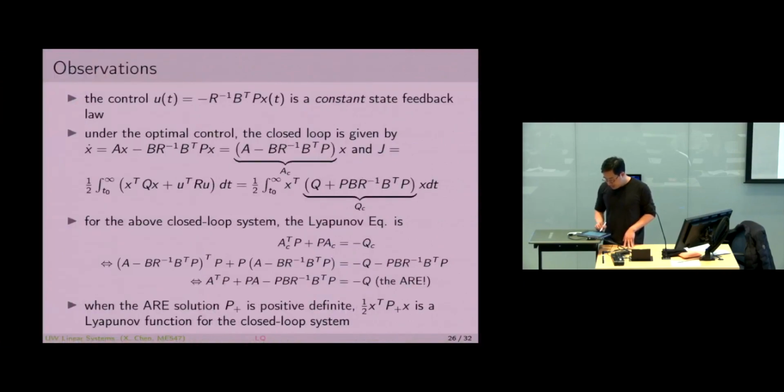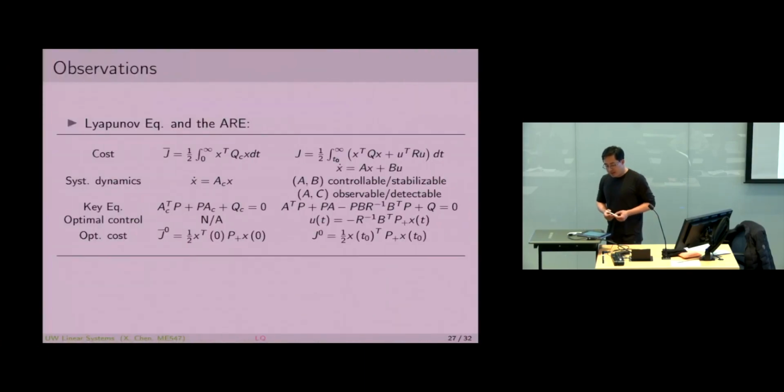Which is good. When the Riccati solution P is positive definite, then one half of x transpose P x is a Lyapunov function for the closed-loop system. All right, here I just summarized it in a table. These two are actually equivalent. We started with this system and this performance index, but after we solve the system and plug in this optimal control law, it becomes this closed-loop dynamics, x dot equals A_c x, and the performance index is nothing but the integral of x transpose Q_c x.